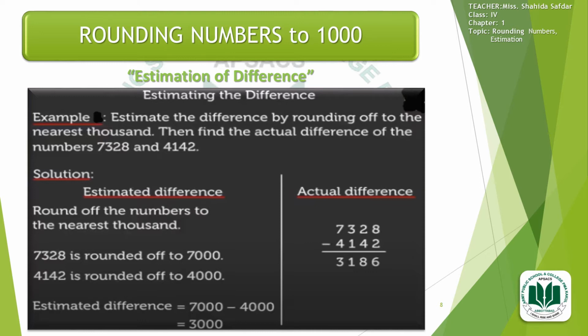Now here we have calculated the actual difference. 7328 minus 4142, the answer is 3186. Here you can see 3186 is close to 3000, so we can say our answer is reasonable.